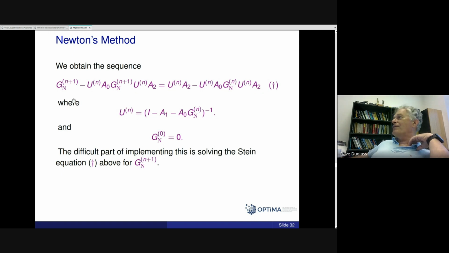And what you need to do is solve a pretty weird linear equation, because you're solving for the variable matrix G, but this matrix G is stuck between coefficient matrices that pre-multiply it and coefficient matrices that post-multiply it. And there's no guarantee that these matrices are non-singular, so you can't multiply by their inverse to get rid of them. So this is known as a Stein equation, this equation dagger. And the difficult part of implementing this algorithm is that at each iteration, you've got to solve a Stein equation to get G_N(n+1) in terms of G_N(n).